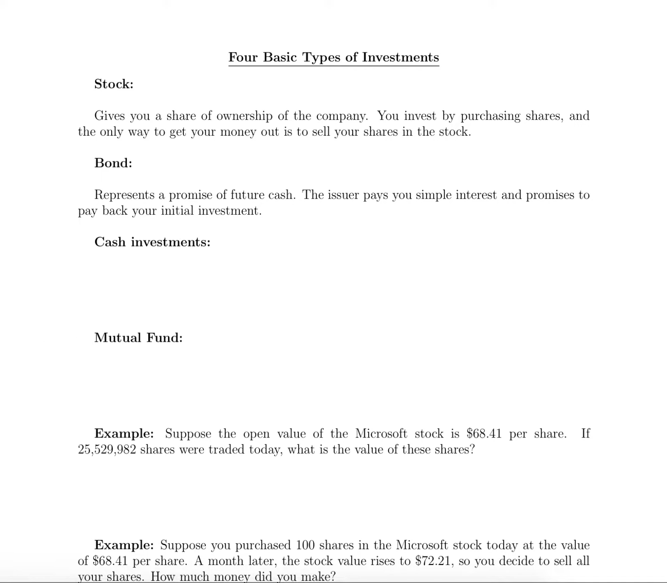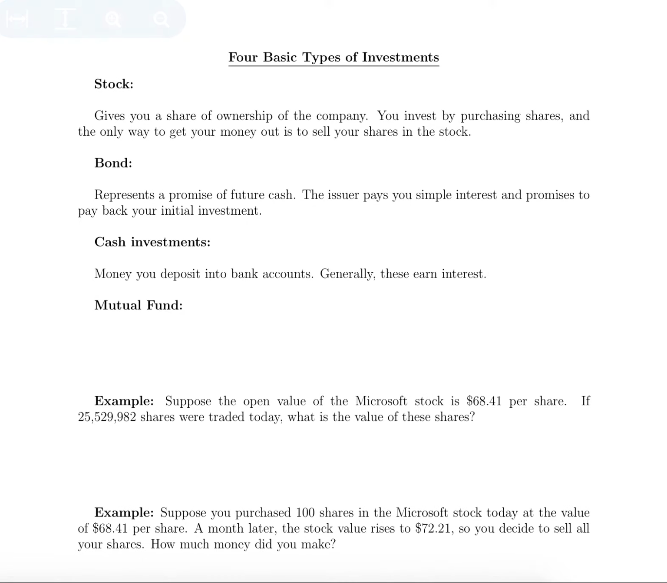Stocks you can kind of buy and sell on your own. And then cash investments, kind of what it sounds like. For cash investments, those are going to be like the savings plan problems. The definition is going to be money you deposit into bank accounts. Generally, they earn interest.